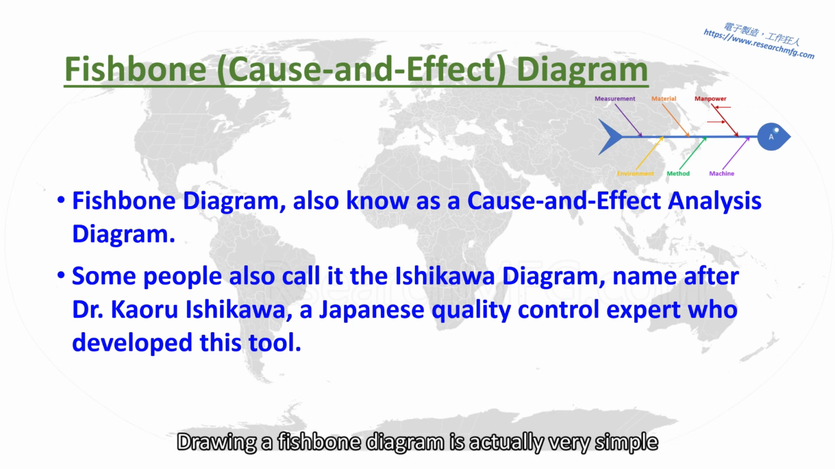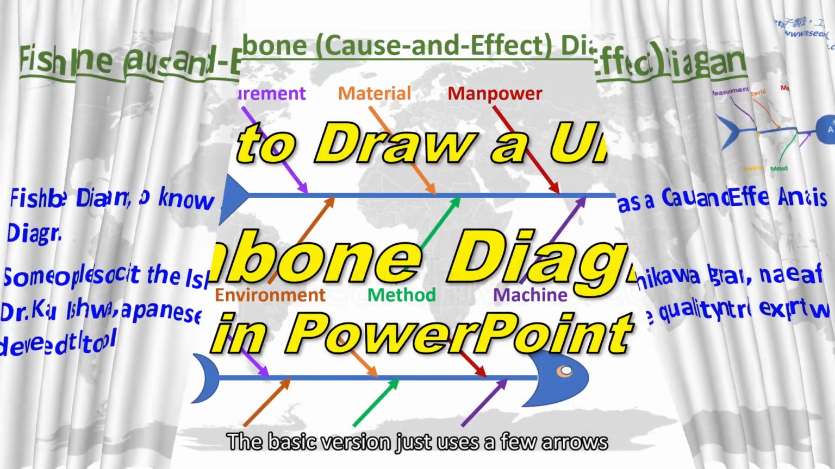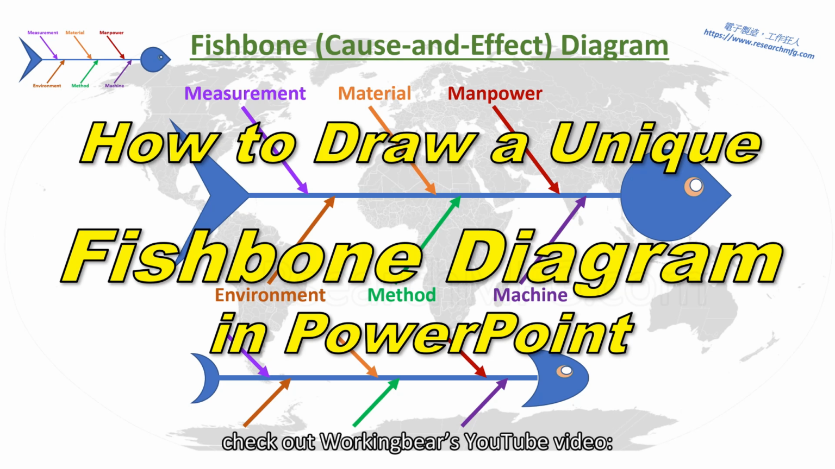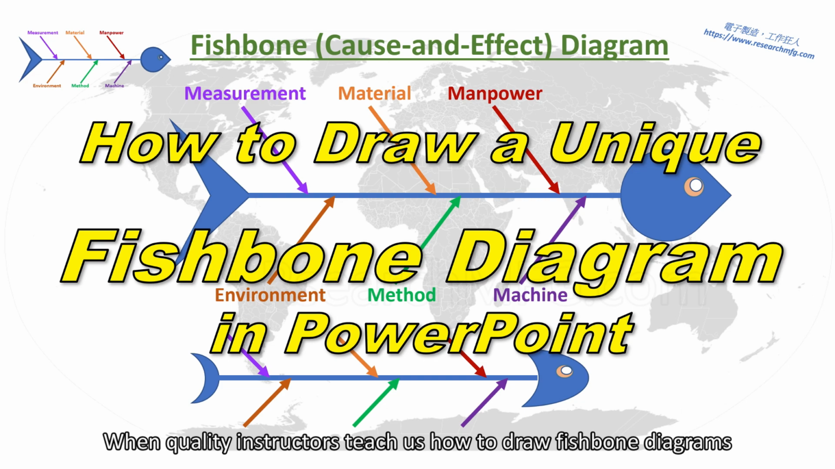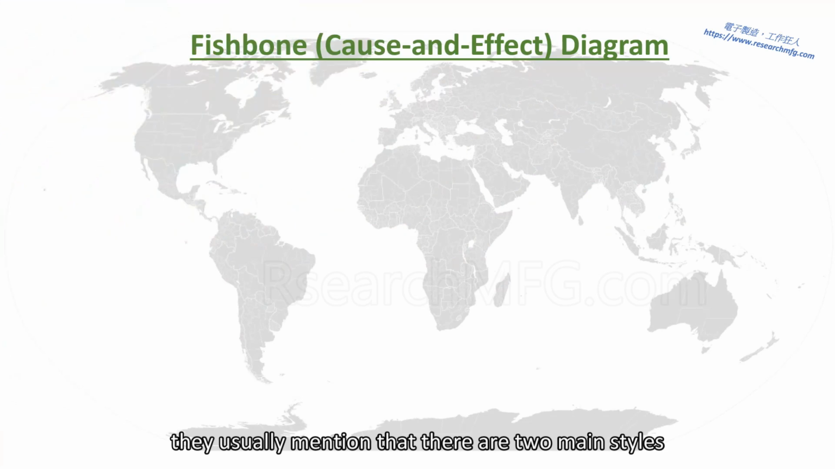Drawing a fishbone diagram is actually very simple. The basic version just uses a few arrows. If you're someone who likes a little more creativity, check out Working Bear's YouTube video, How to Draw a Unique Fishbone Diagram in PowerPoint. When quality instructors teach us how to draw fishbone diagrams, they usually mention that there are two main styles, based on the direction the fish's head points.